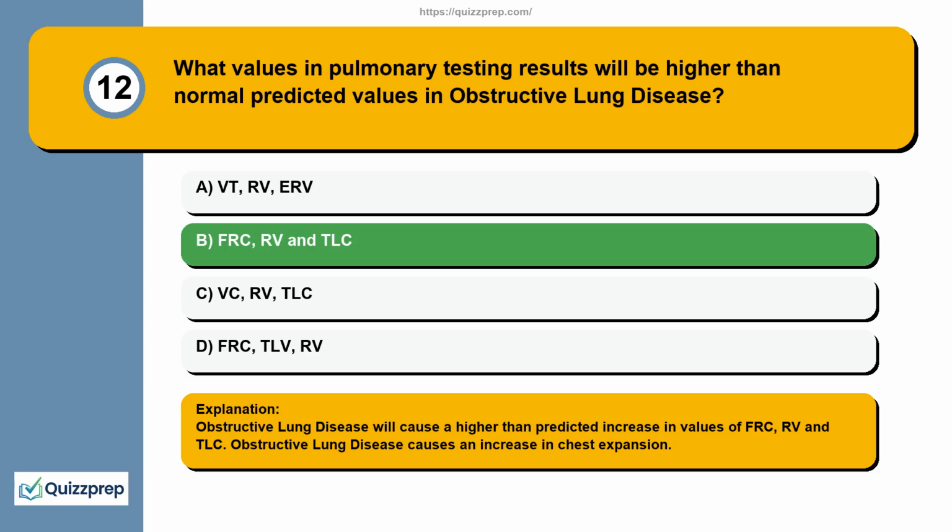Obstructive lung disease will cause a higher than predicted increase in values of FRC, RV, and TLC. Obstructive lung disease causes an increase in chest expansion.